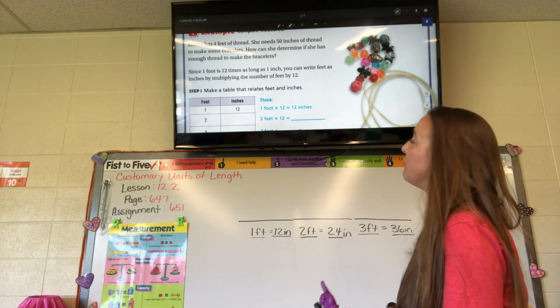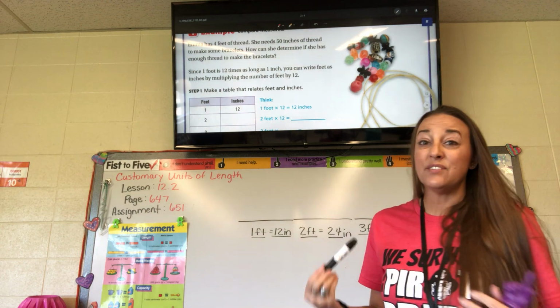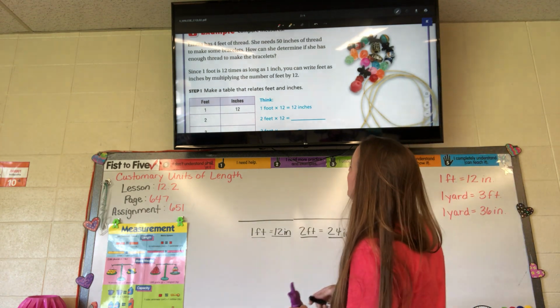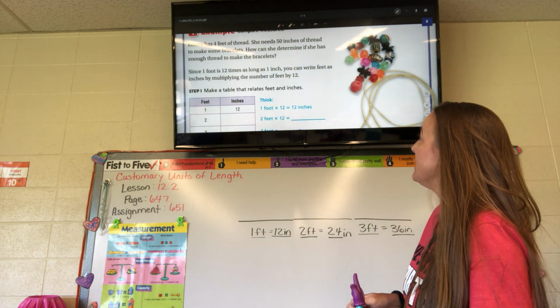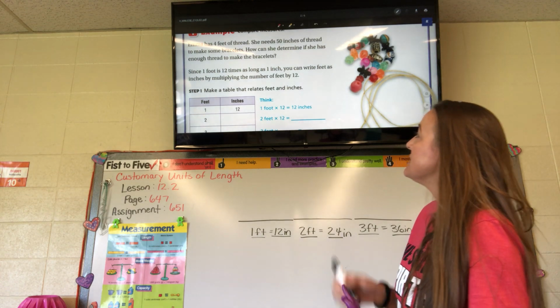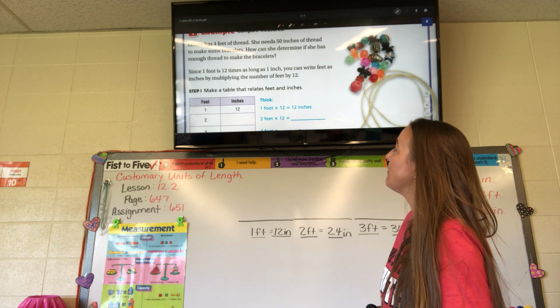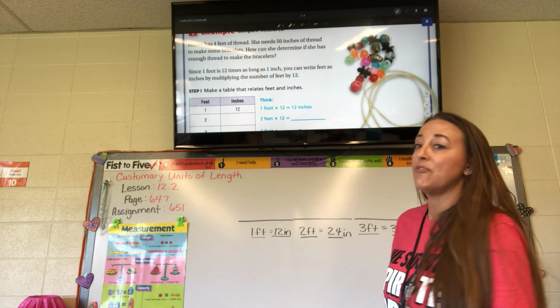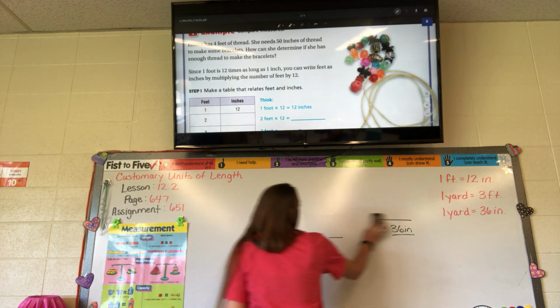Okay. So here we go. Emma has 4 feet of thread. She needs 50 inches of thread to make some bracelets. How can she determine if she has enough thread to make the bracelets? Since 1 foot is 12 times as long as an inch, you can write feet by multiplying the number of feet by 12.